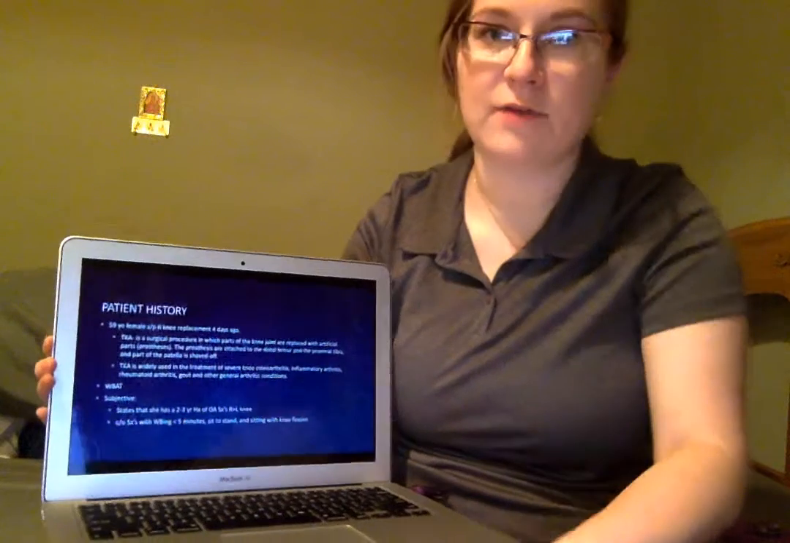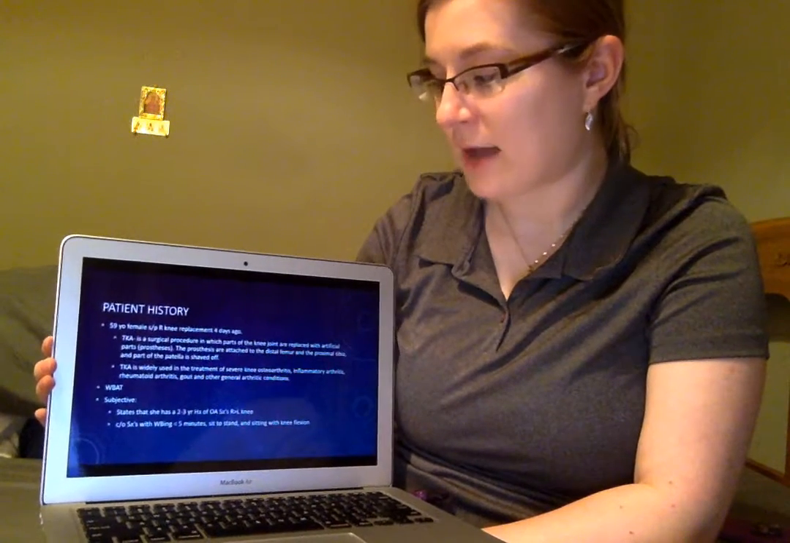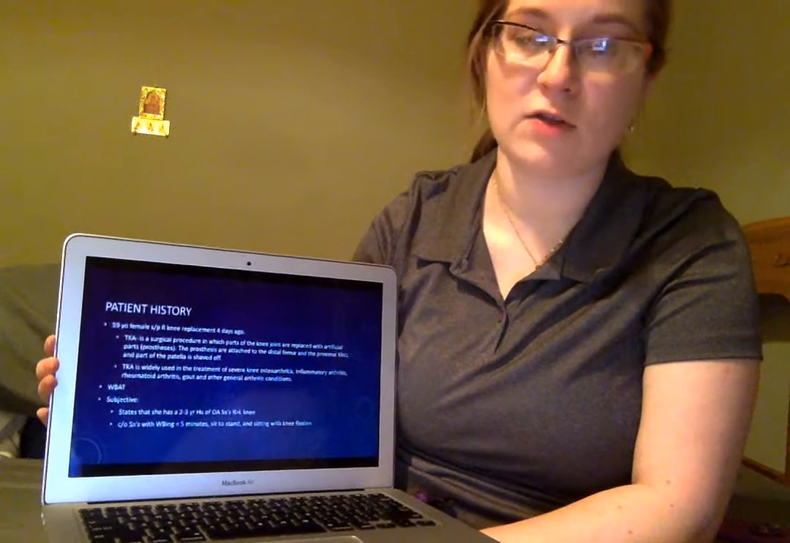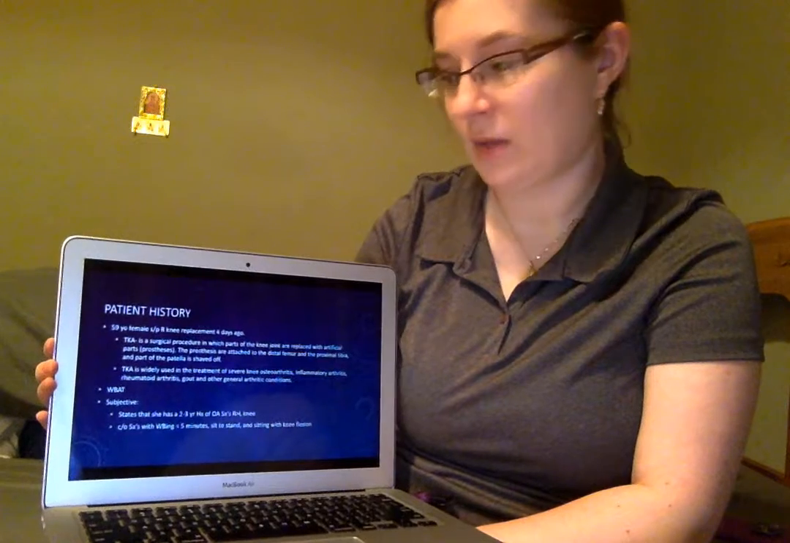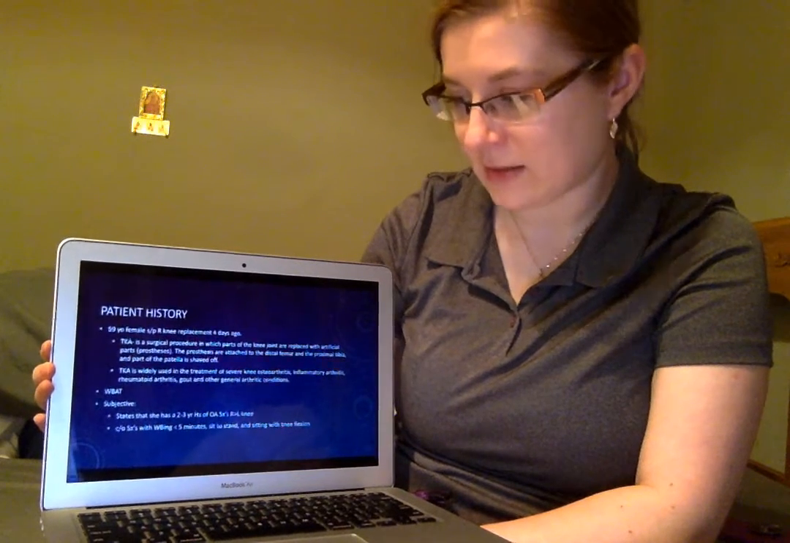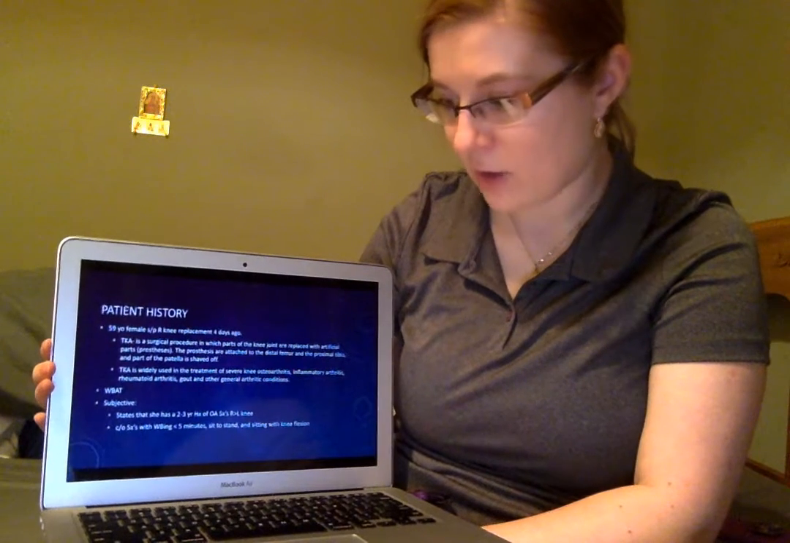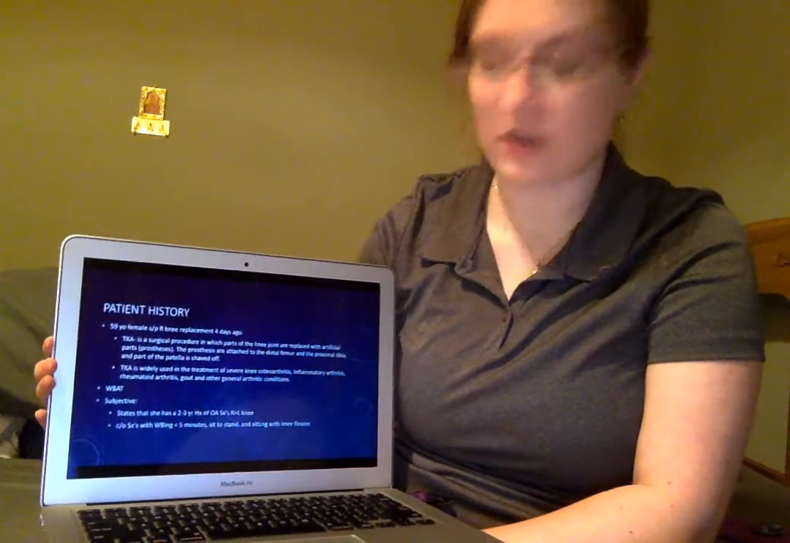And some subjective findings from her case are that she states that she has had a 2 to 3 year history of osteoarthritis, with her right knee being worse than her left knee. And another subjective statement was that she complains of symptoms with weight bearing greater than 5 minutes, sit to stand, sitting, and sitting with knee flexion.